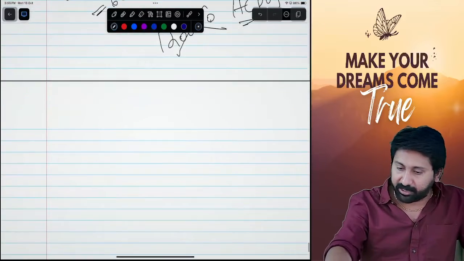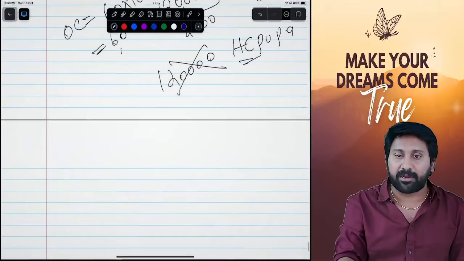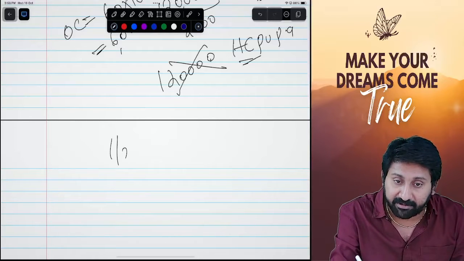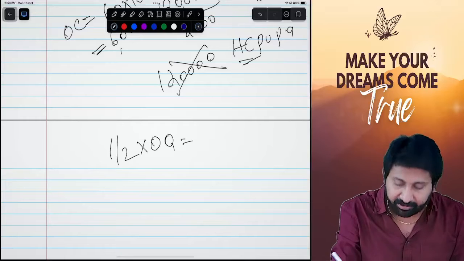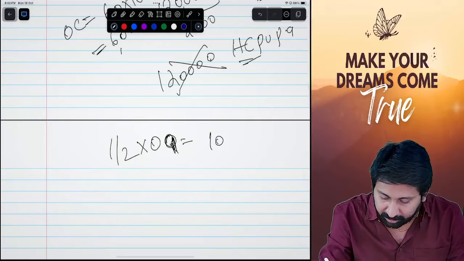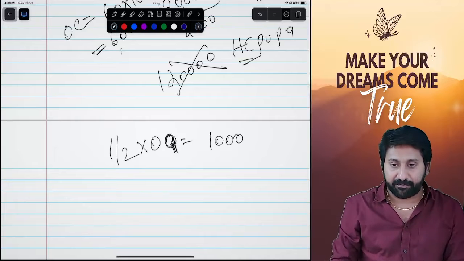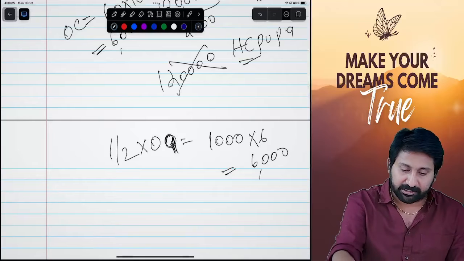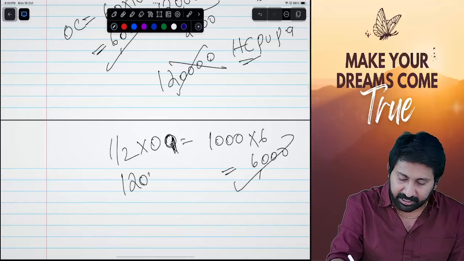Holding cost per unit per annum, how to calculate? First, you need to take average consumption. Tell me, what is the ordering quantity you are making? 2,000. 1,000 will be the half, into cost per unit, 6. 6,000. So what is the cost? 6,000 and 6,000. How much is it? 12,000.